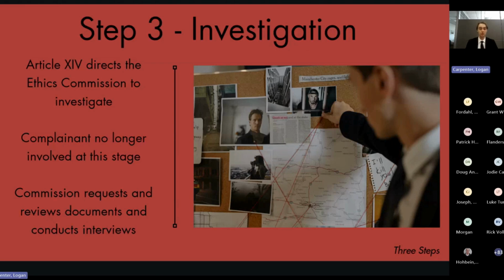Article 14 of the North Dakota Constitution directs the Commission to investigate alleged violations of the Commission's rules, Article 14, and related state laws regarding transparency, corruption, elections, and lobbying. At this step, step 3, the Commission initiates this constitutional directive to investigate. The complainant no longer plays a role in the complaint process once it proceeds to an investigation. The Commission solely takes over at this point.